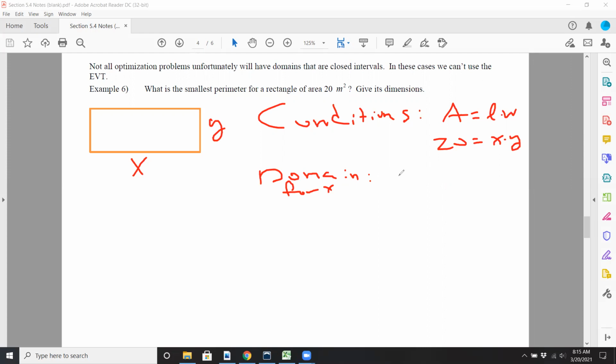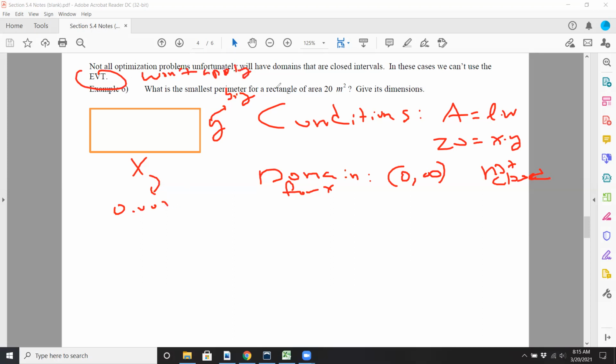X, for example, won't be negative because we don't have a negative dimension, but it's not going to be 0 because 0 would then lead to a 0 area, and obviously the area is 20. It could be really close to 0, like x could be 0.001, and y could be really big. That is possible, but it's not going to be a closed interval. And x, in fact, could be infinity. So in this case, this is not closed. And because it's not closed, EVT won't apply.